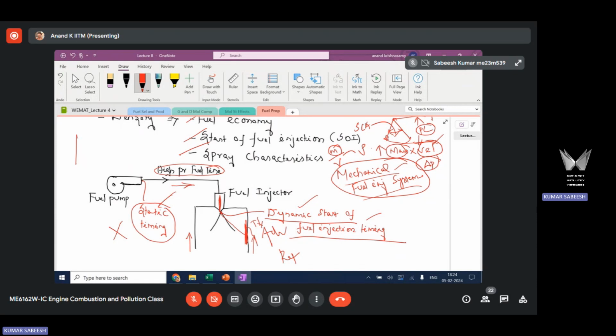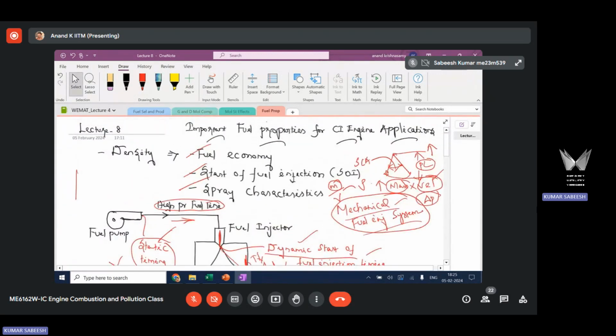So this film will take a longer time for vaporization. Eventually, it will end up as an unburnt emission from the engine. This is one of the mechanisms by which unburnt fuel emissions are formed from a diesel engine. We are going to discuss more about this later on in the second module, the emission module. But just take a note that this is one of the mechanisms by which unburnt emissions are formed.